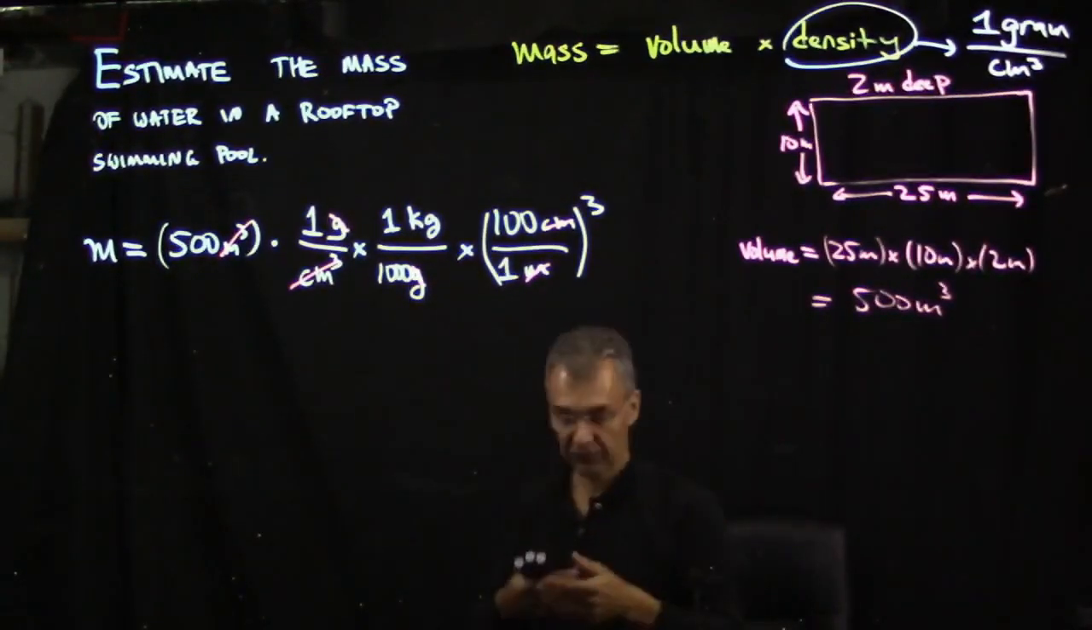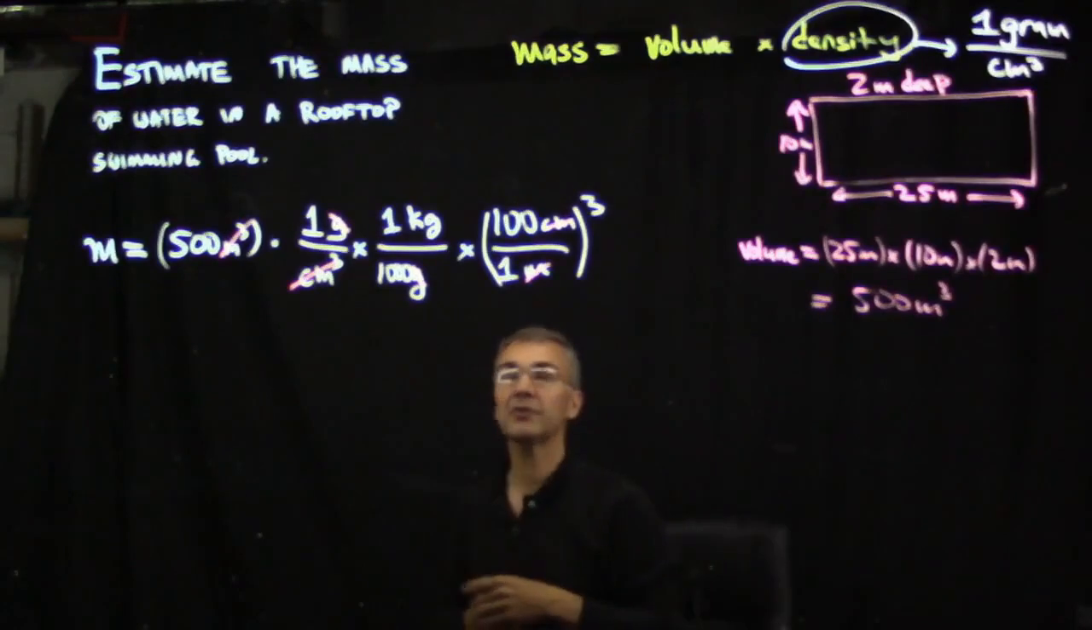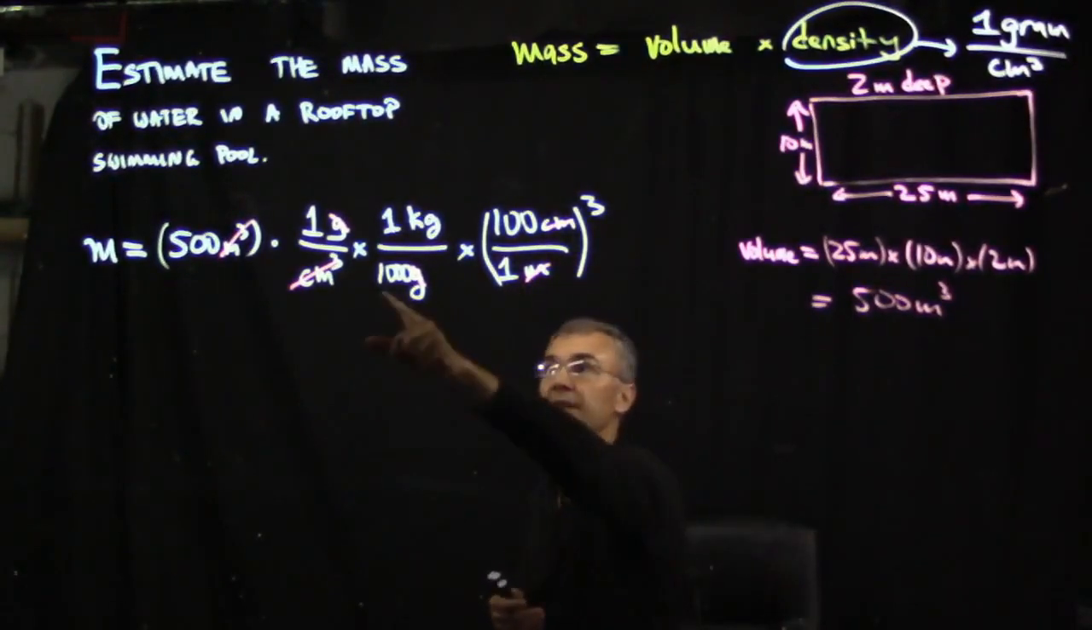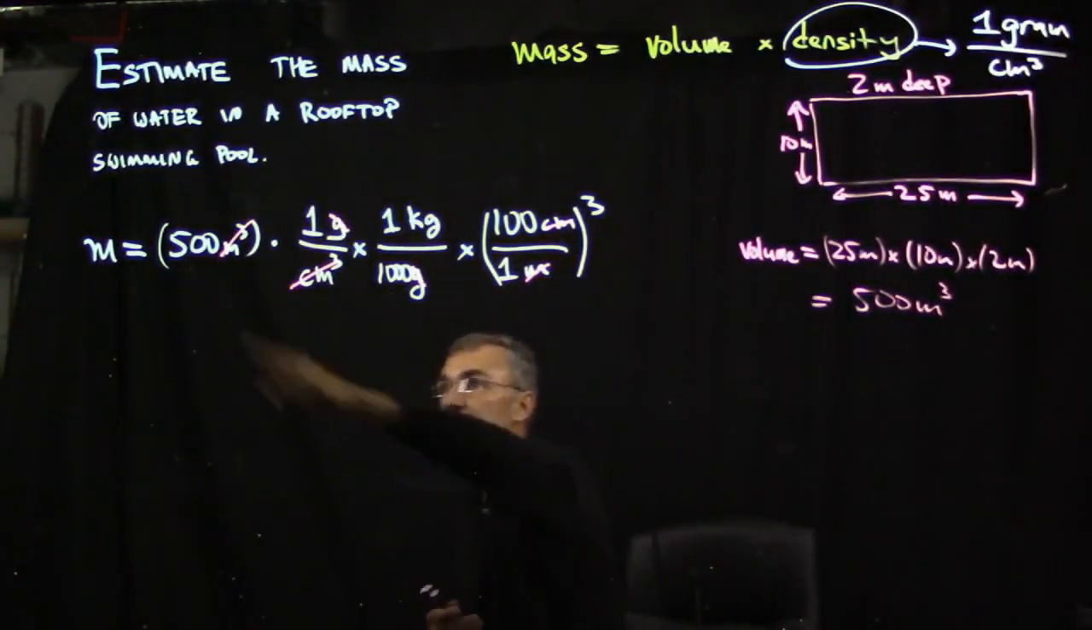Sometimes it's useful to use scientific notation, you know, you just use exponents. So we could say, well, 100 cubed is a million, and that's divided by 1,000, so that's 1,000, and this 500 is 500,000.